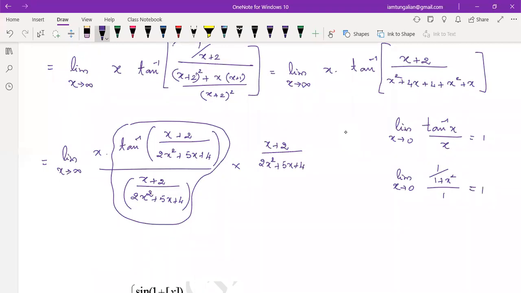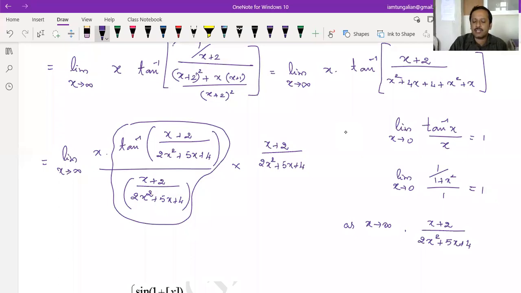Now you may be thinking, sir, here it is 0, but here we have infinity. How can you use that formula? Just observe, given x is tending to infinity. As x tends to infinity, what will happen to (x plus 2) divided by (2x square plus 5x plus 4)?